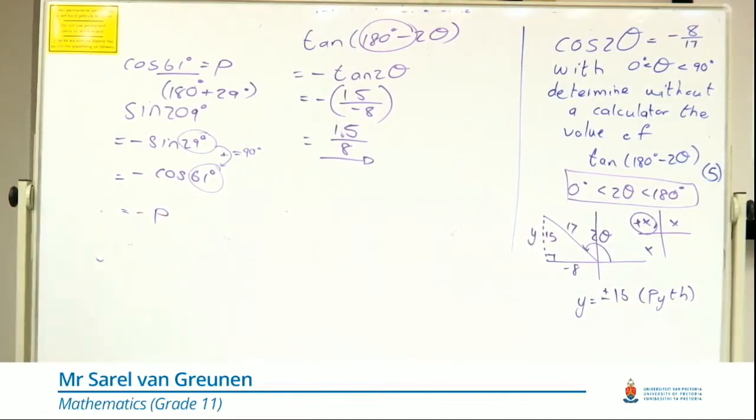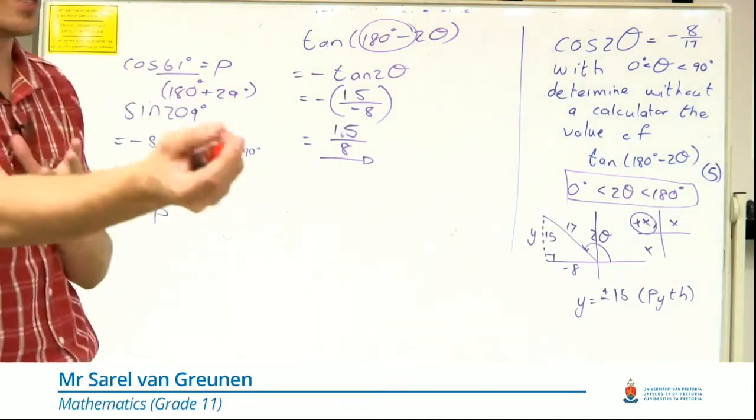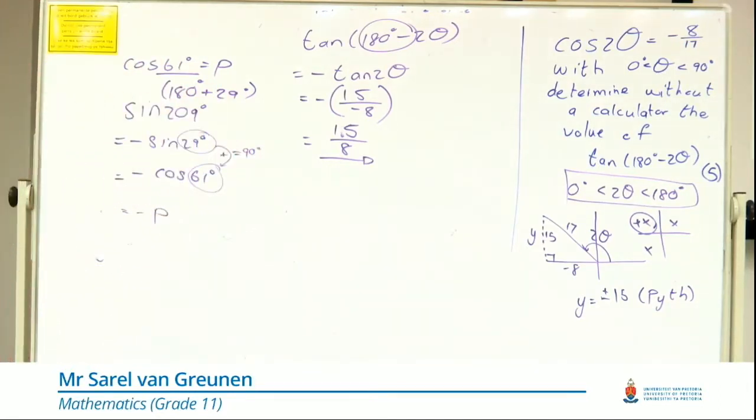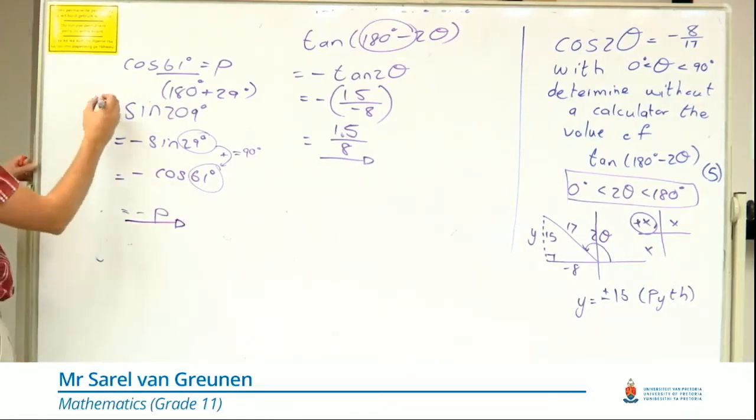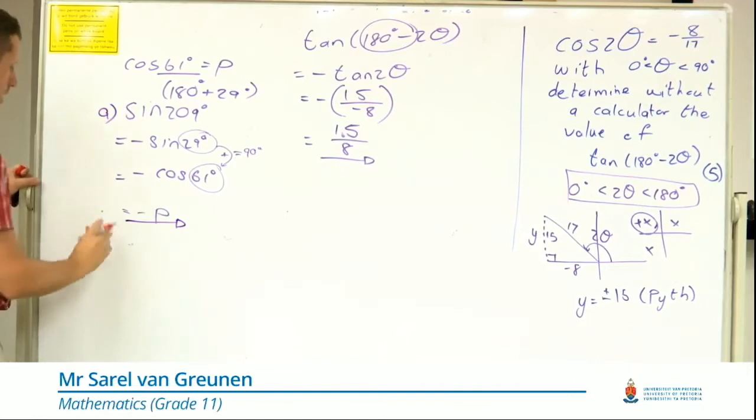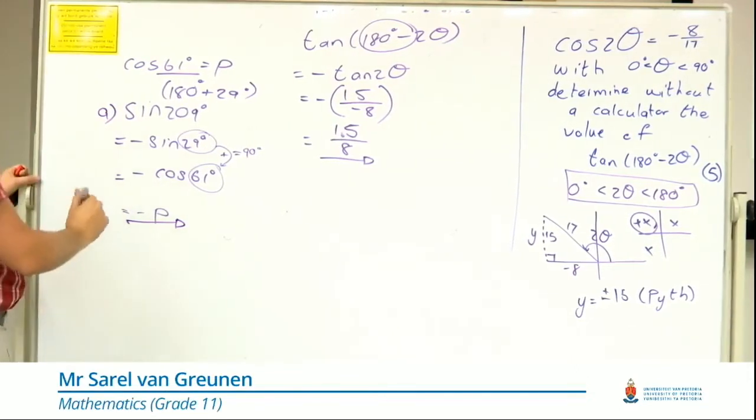So if you read the question correctly, it says get the answers in terms of p. It means your answer must just have p's and numbers in it, not trig identities like tan of 20, they want p's and numbers. That's what they're looking for. So I've answered the first question. Okay, so there's A. So let's have a look at B.